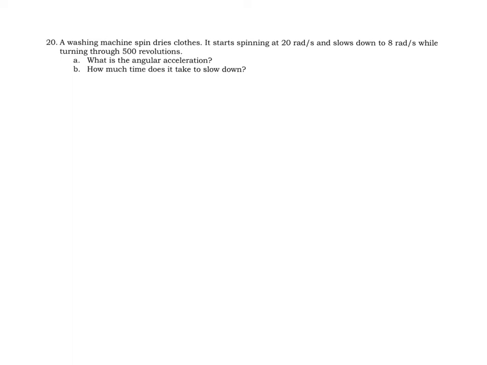Alright, here we go. So this washing machine slows down. Its initial angular velocity is 20, and its final is 8, slowing down. It does this through 500 revolutions. So we've got some work ahead of us. We don't have time, and they want to know the angular acceleration.